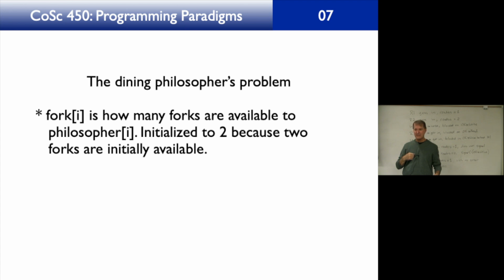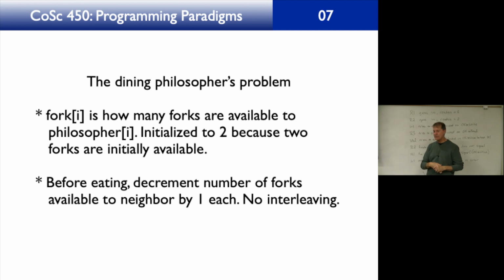Do you see? If the fork on my left and the fork on my right are available, then fork sub i is 2. If the fork on my left is not available and the fork on my right is, then fork sub i is 1. And if neither of them is available, then fork sub i is 0. Do you see what I mean? So to understand this, you have to understand this. Okay, so it's initialized, and furthermore, all the fork sub i's are initialized to 2 because 2 forks are initially available.